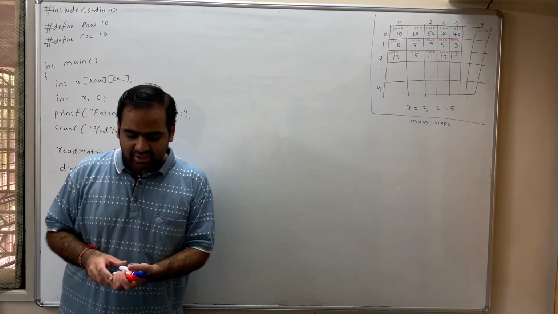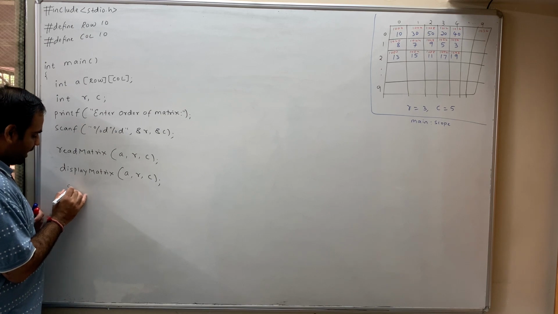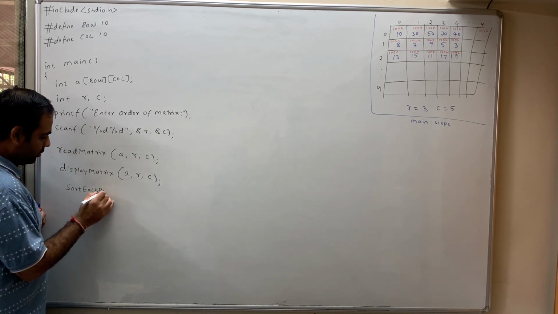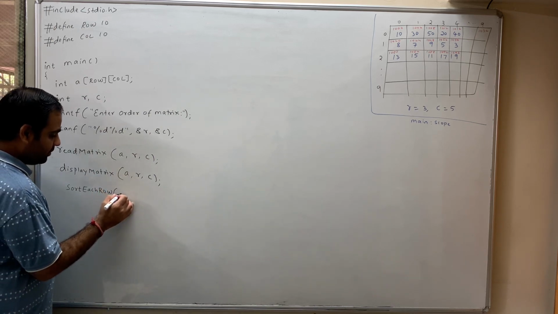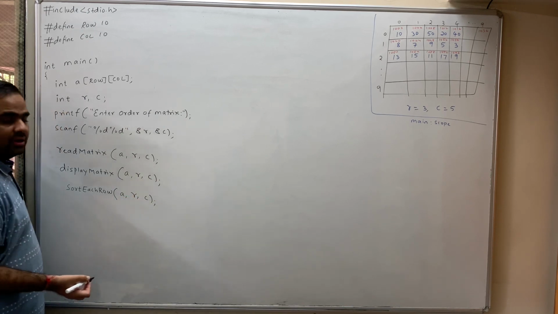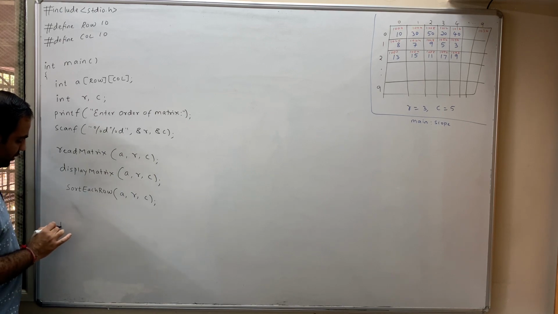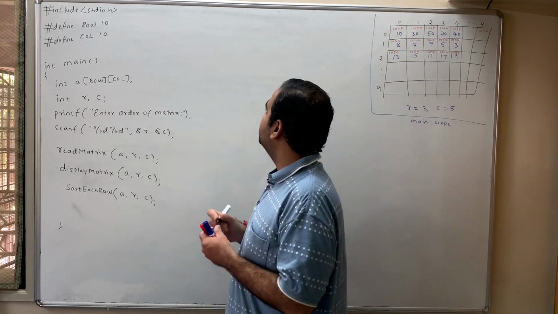Now after we read and display the matrix, the next thing that we will do is write one function called sort each row. Because we have to sort each row, we write a function called sort each row, of which matrix A, how many rows there are, R, and how many columns there are, C. What we will do later, we will see. This is how we call the function. Now let me write the function sort each row.